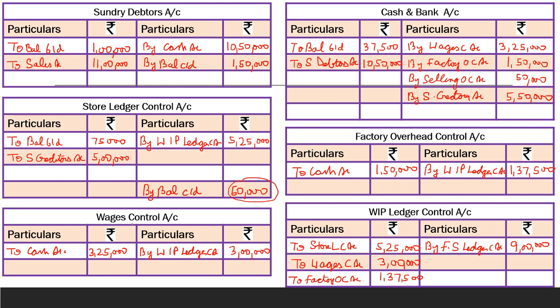Our next account is wages control account. Here the balancing value on the credit side is the indirect wages. So by indirect wages charged to factory overhead control account, and the amount is 25,000, and in factory overhead we write on the debit side to wages control account and the amount is 25,000.